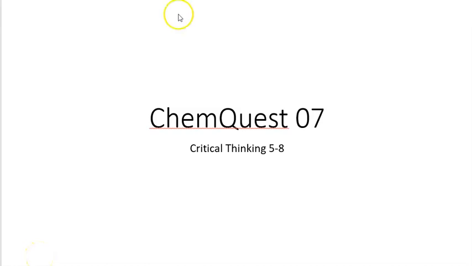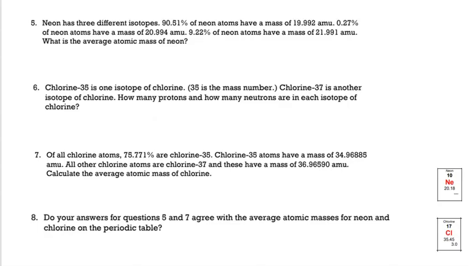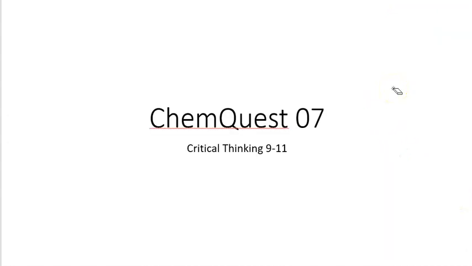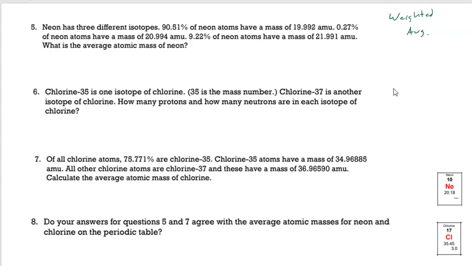Okay, welcome back everybody. We're going to delve into the next installment of ChemQuest 7. We're going to look at critical thinking questions 5 through 8. So last time I taught you guys how to do weighted averages, right? Now we're going to apply the concept of weighted averages to understanding where these numbers on our periodic table, those average atomic masses we've been hearing about, come from. All right? So, let's delve in.